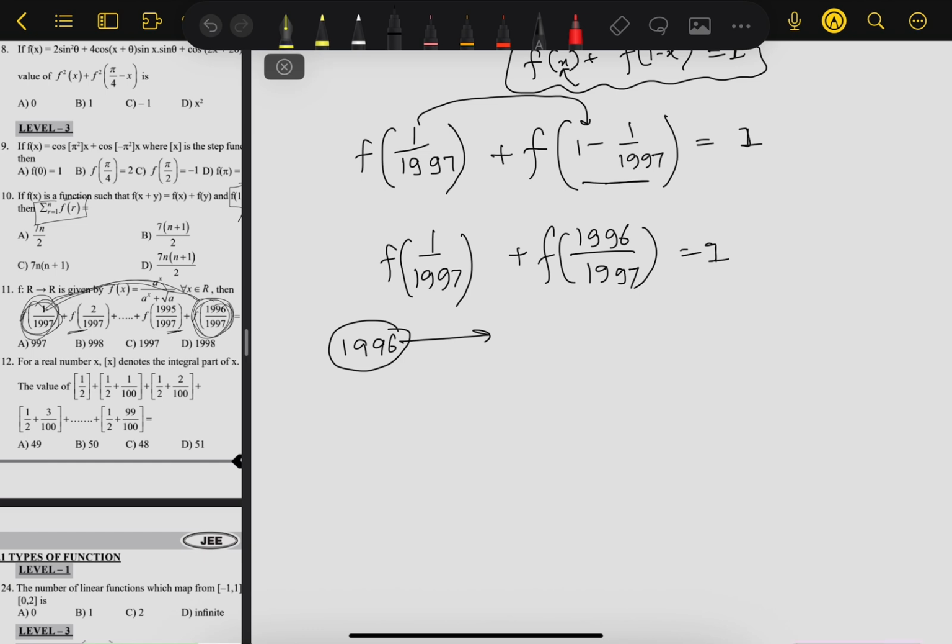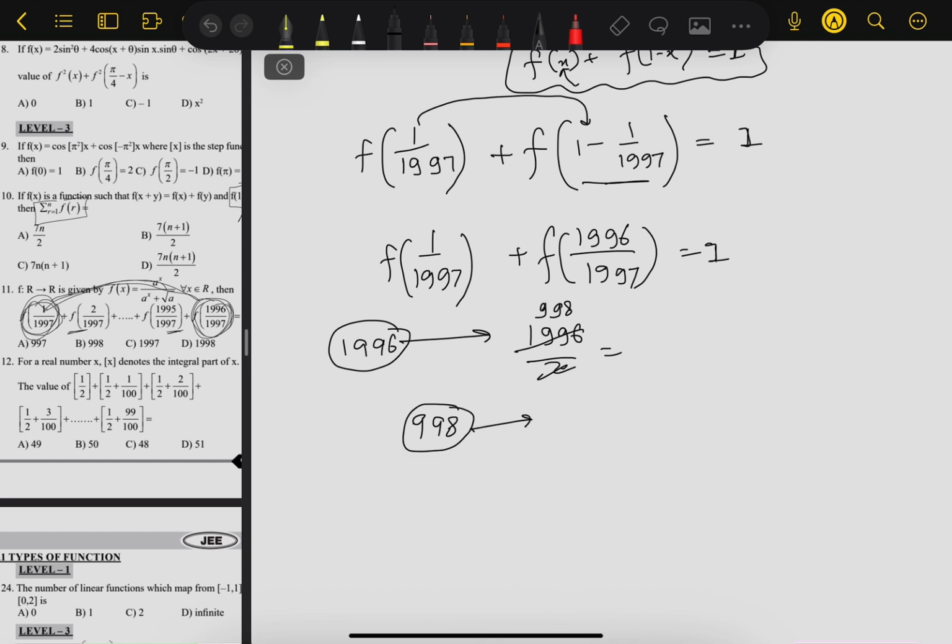So here, if you divide this 1997 by 2, because we are making pairs from first and last, then second from first and second from last, how many pairs will be there? Just this one. 2 9s are 18, 2 9s are 18, 2 8s are 16. So 998 pairs will be there.